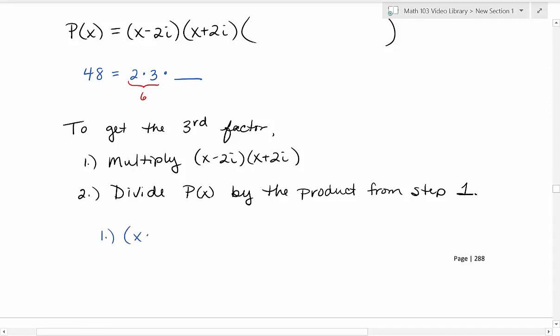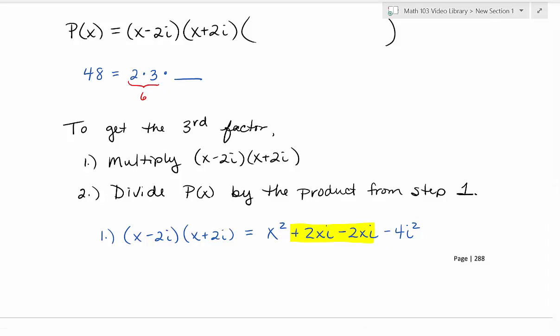First, I'm going to multiply these two factors together. That'll be x squared plus 2xi minus 2xi minus 4i squared. We have like terms here in the middle that we can combine, but notice they cancel out when we combine them. We also have an i squared. Recall that i squared is equal to negative 1, so really we have negative 4 times negative 1 here. This product simplifies to x squared plus 4.